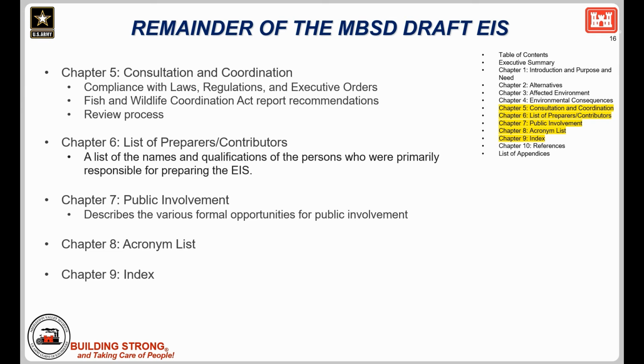Chapter 7 discusses the past, ongoing, and future public involvement opportunities associated with this review. Also, the draft EIS is littered with acronyms. Chapter 8 has a list of all of them in alphabetical order for your reference. And Chapter 9 is the index, which gives page numbers where keywords and topics can be found throughout the draft EIS.